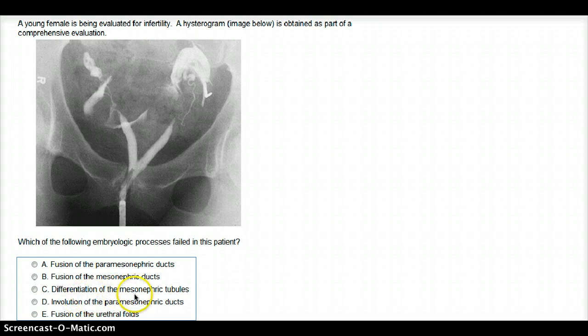And what about choice C, differentiation of the mesonephric tubule? Mesonephric tubules and mesonephric ducts, these are the same derivative. Mesonephric tubules form the efferent tubules from the testes to the epididymis. So pretty much B and C are similar. They're talking about the same area. What about D, involution of the paramesonephric ducts? Involution of the paramesonephric ducts gives rise to vestigial appendages of the testes, nothing else. And last of all, fusion of the urethral folds. Defective fusion of the urethral folds gives rise to epispadias and hypospadias.